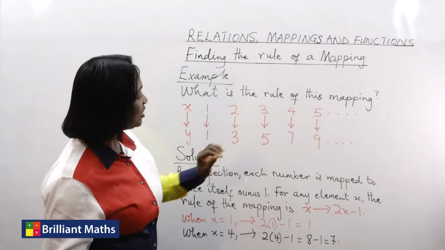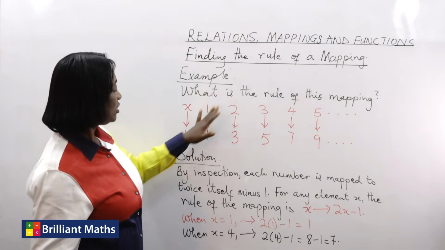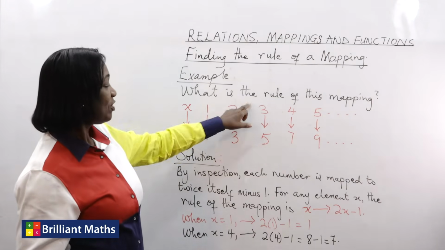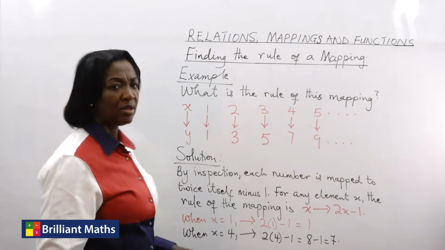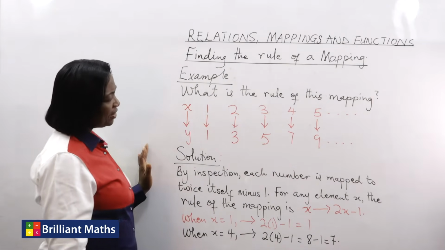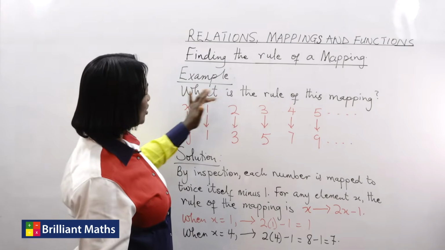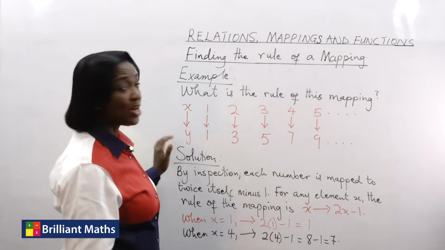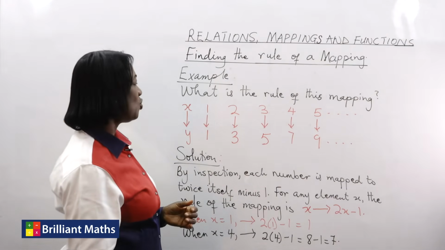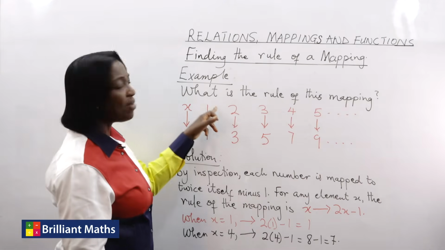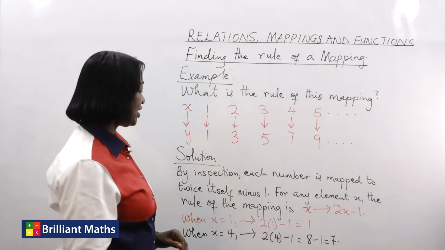Example: what is the rule of this mapping? X maps to Y. 1 maps to 1, 2 maps to 3, 3 maps to 5, 4 maps to 7, and 5 maps to 9. Study the mapping. What do we notice? The domain is 1, 2, 3, 4, 5, and the codomain is 1, 3, 5, 7, 9. So what is the rule?